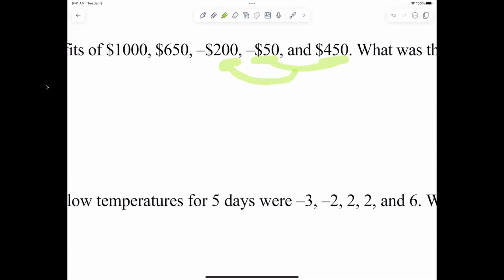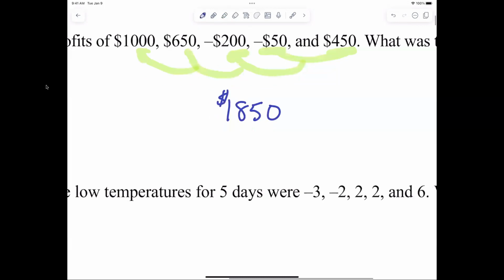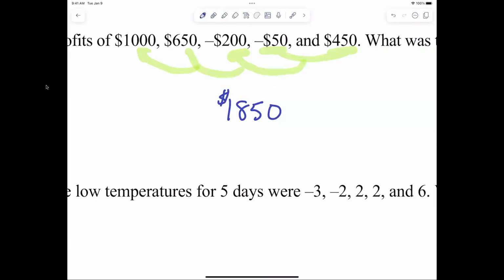Right. Now 200 plus 650. And then plus 1,000. Right. So the total here is $1,850. Now, what do I have to divide that by? 5. Yes. Now we're going to do our mental math for dividing by 5. So everybody put that on your paper. 1850 divided by 5. And then we're going to practice doing our mental math with dividing by 5.